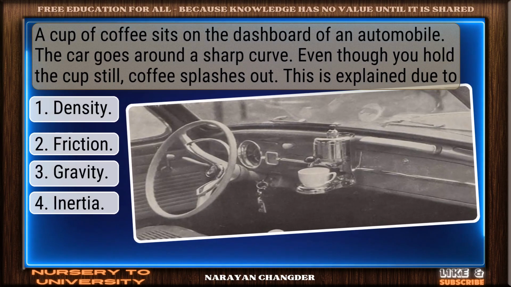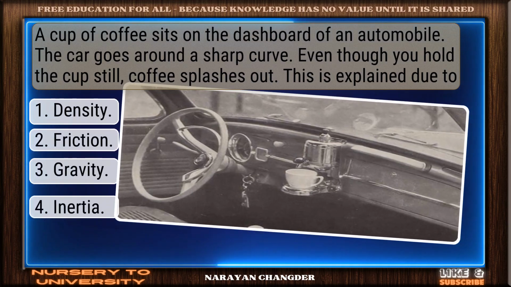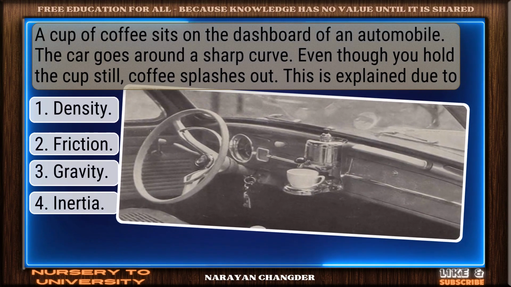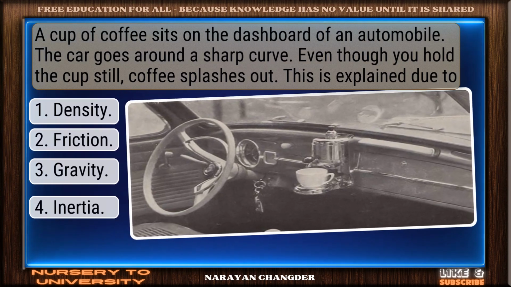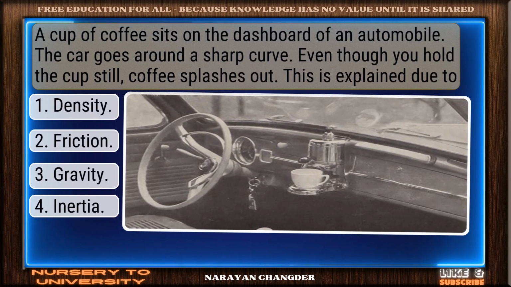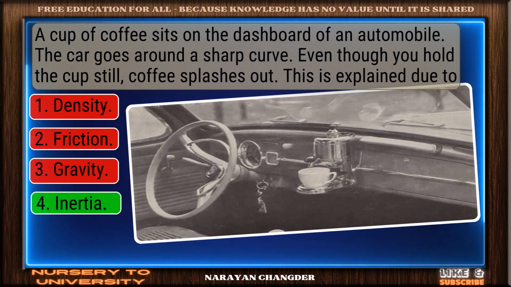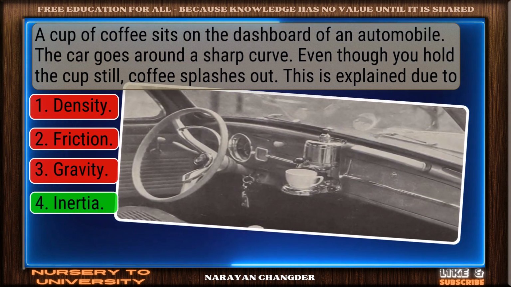Question number 26. A cup of coffee sits on the dashboard of an automobile. The car goes around a sharp curve. Even though you hold the cup still, coffee splashes out. This is explained due to... Excellent choice. Inertia is the right answer.